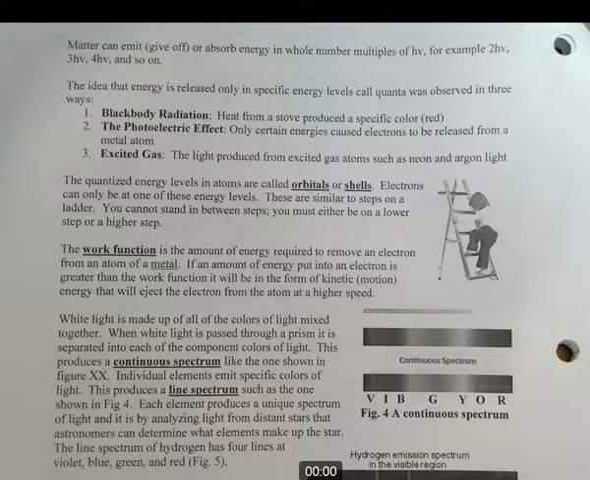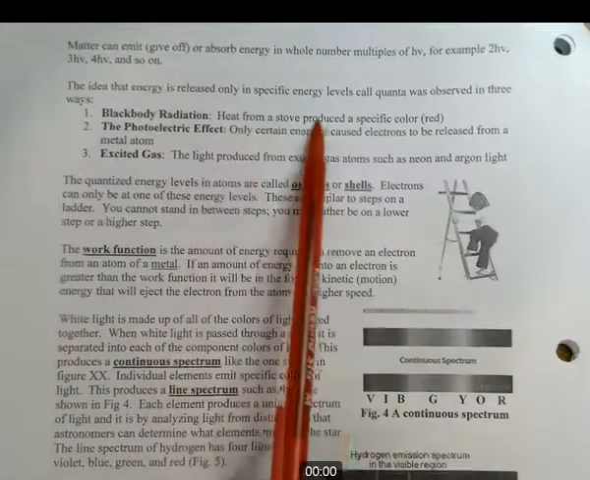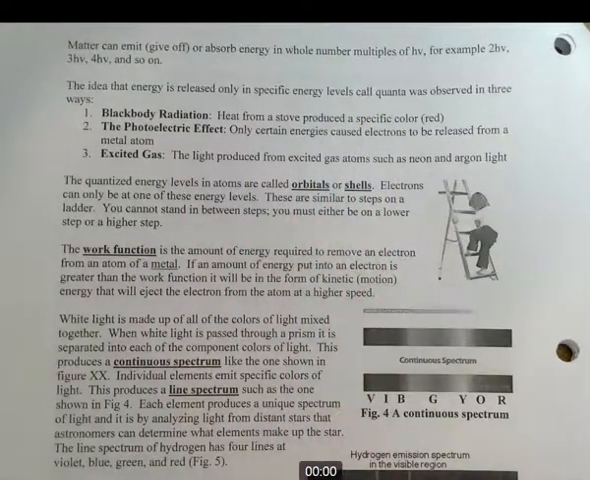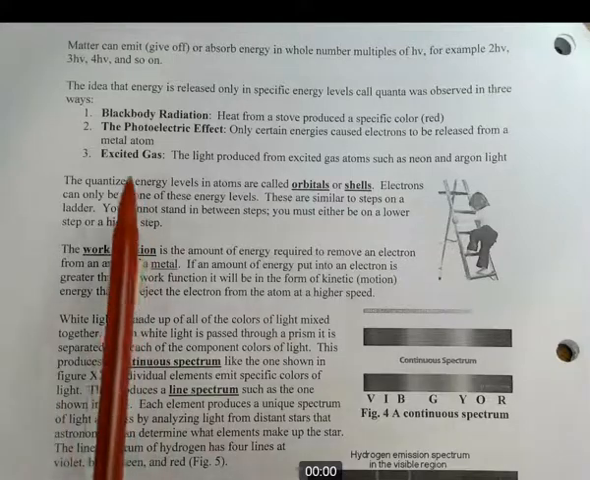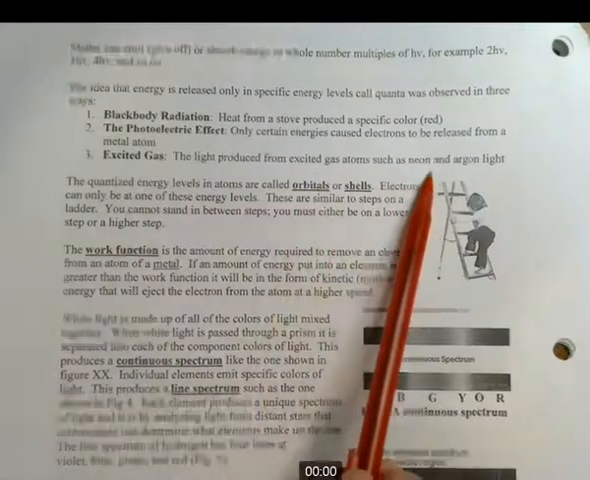One is the way that Planck did it. It was black-body radiation. He saw that the heat from the stove produced a specific color of red. That's one way. The photoelectric effect, that's what Einstein won the Nobel Prize for, is that only certain energies caused electrons to be released from a metal atom. And finally, by excited gases. The light produced from an excited gas such as neon and argon.